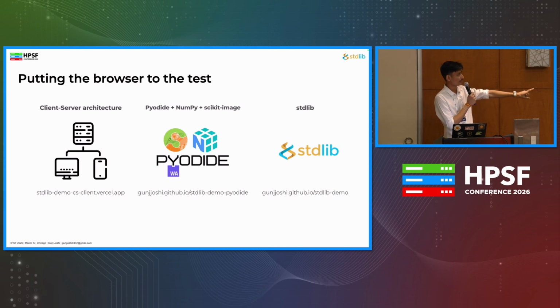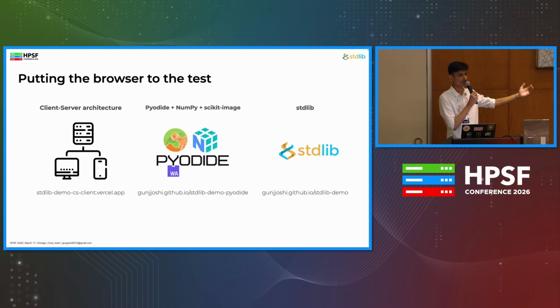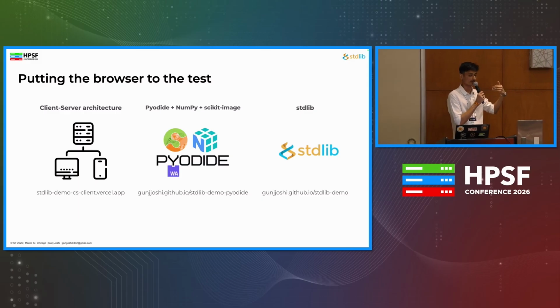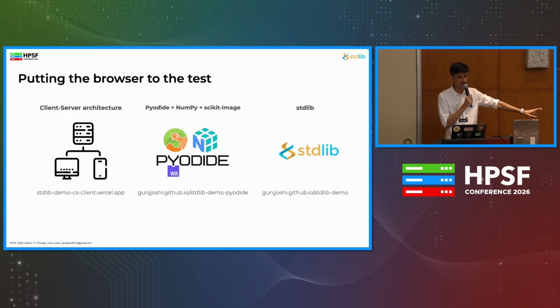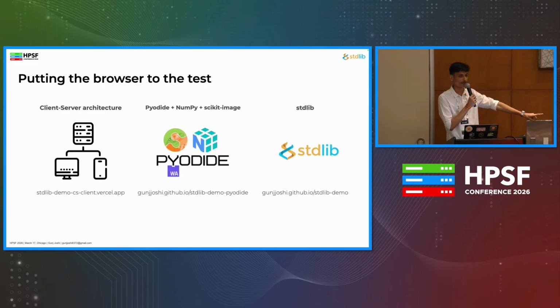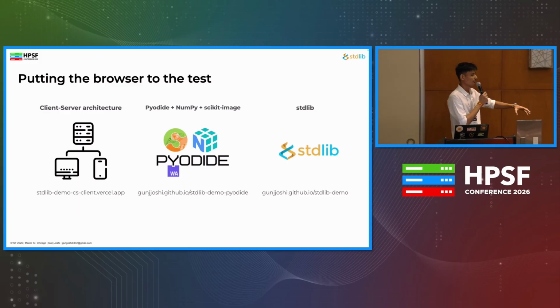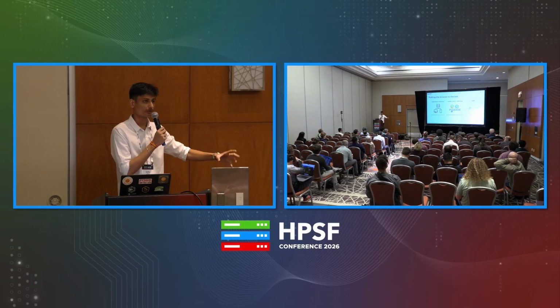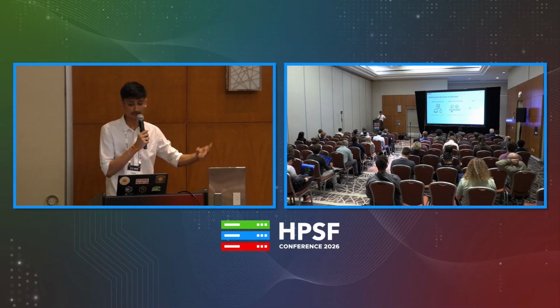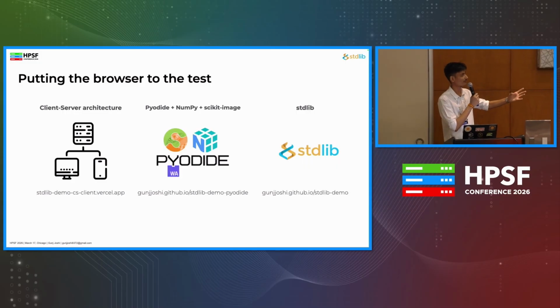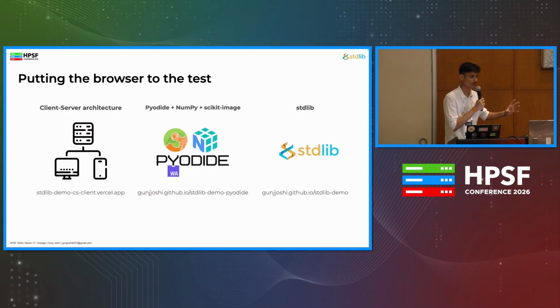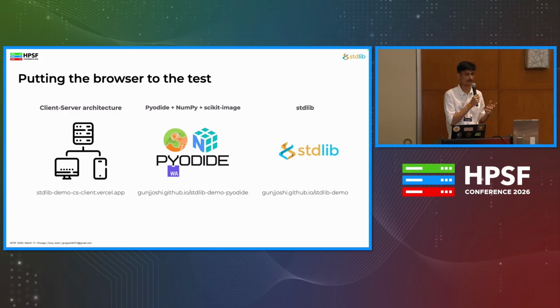The first example was where I tried the typical client-server architecture, where we were sending the image to the server from the client, computing there, and then getting the results back. In the second one, I tried using Pyodide, where it used the Python runtime inside the web browser and then performed the computation. And in the third demo, I used the JavaScript library stdlib to do the computation directly in JavaScript.